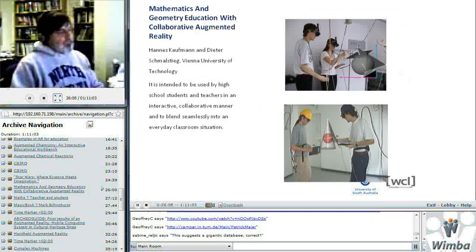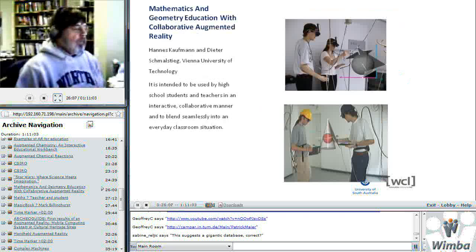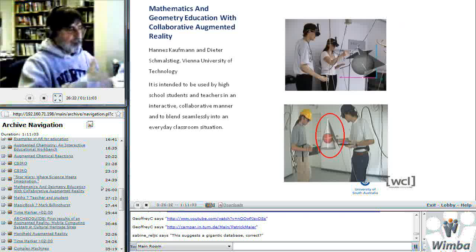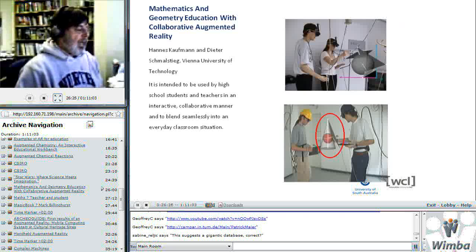So this one's a little bit more ambitious. It's actually an older piece. But with head-mounted displays, you're able to have this sort of fantastic appeal. This cone here would appear between these two grad students. The scenario this was working on is that you'd have a teacher and a student, and you'd be able to walk around and view things from different angles. In this particular case, they were looking at geometric shapes and conics.